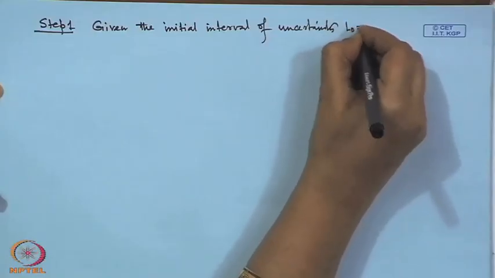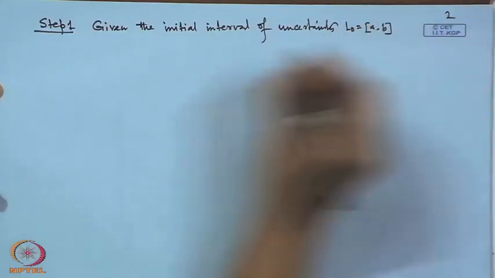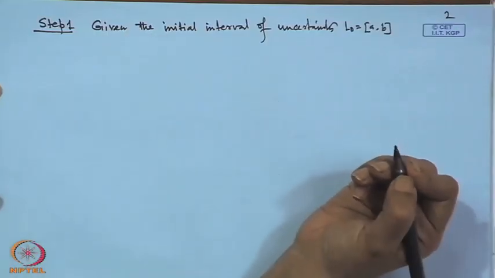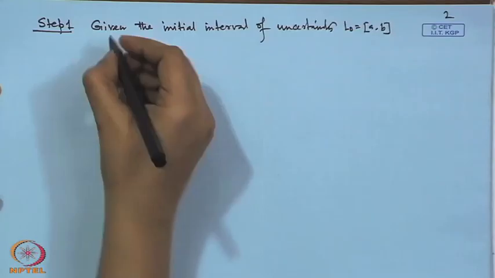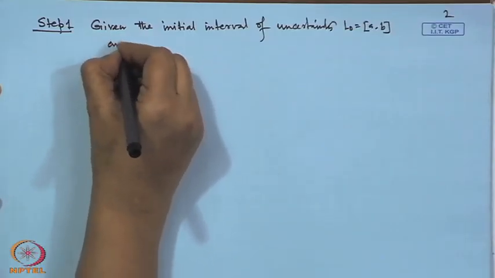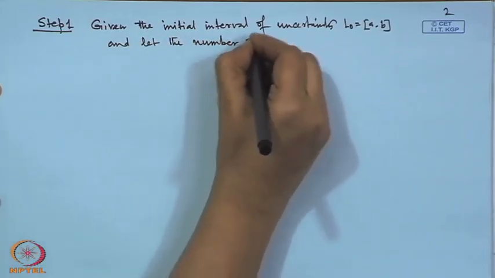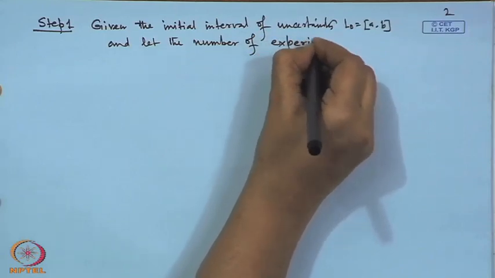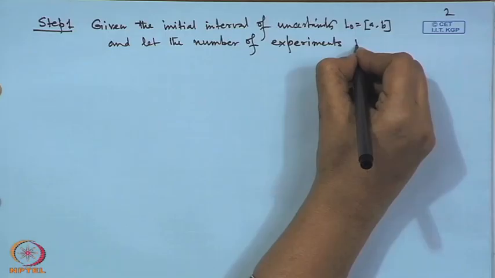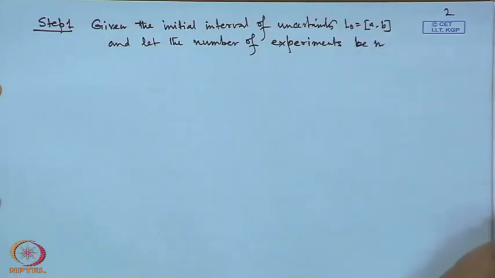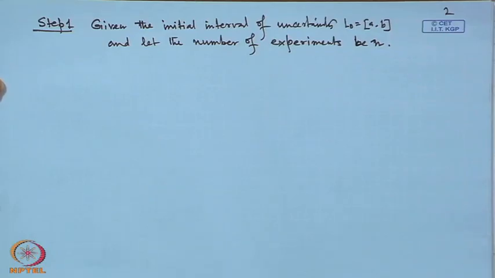L naught from A to B. Now, as I said, the number of experiments must be set beforehand. Let the number of experiments be n. Once we specify the number of experiments, since we are using the Fibonacci numbers, we are sure that we will consider the Fibonacci numbers up to Fn. If we have 5 experiments, then we will use the Fibonacci numbers F0, F1, F2, F3, F4 and F5. I will show this with an example next.